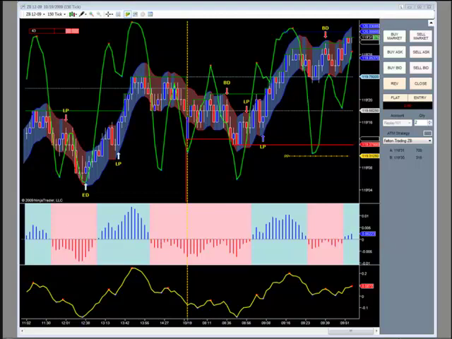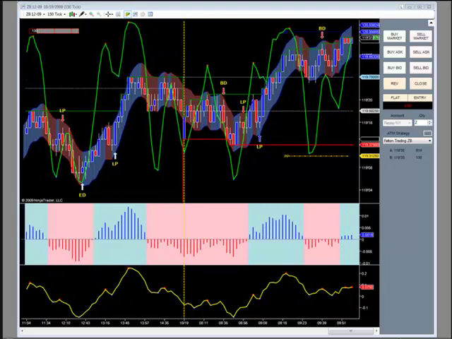Our trigger will be when the yellow trigger indicator turns down with a red bar. In this trade, it appears the green cycle indicator will also be turning down, but that's not necessary to fire the trade.